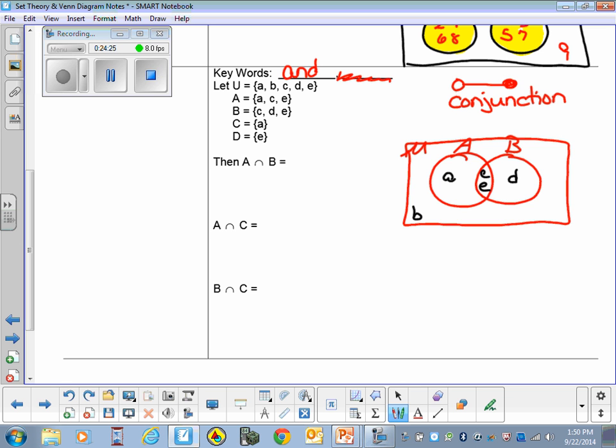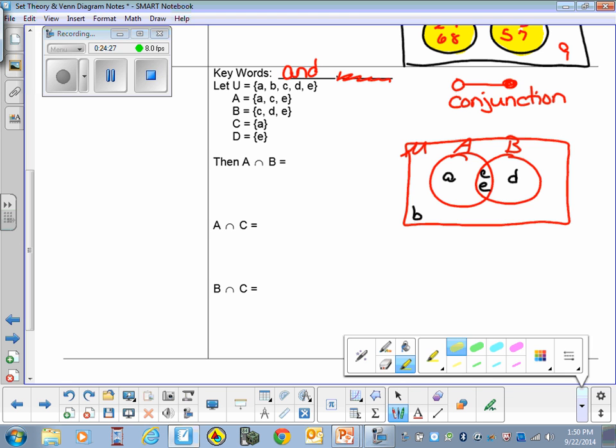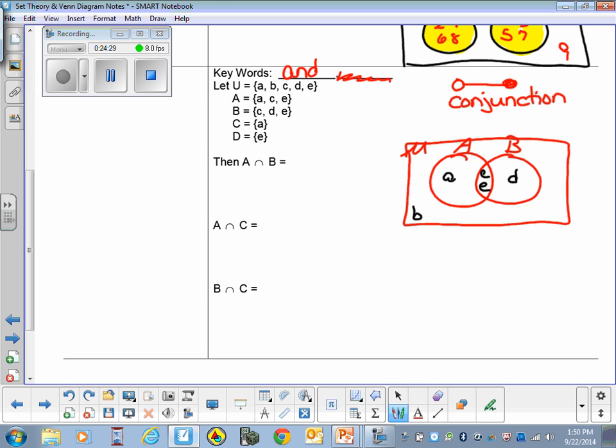Now for intersection, we're interested in that little sliver right there, where the two are overlapping each other. And our answer will just be the letters C and E, the elements the two sets have in common with each other.